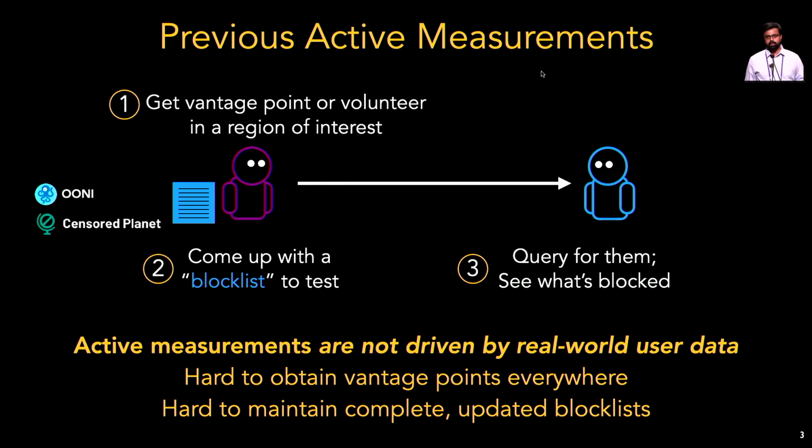But these active measurements are inherently limited. They're not looking at real-world user data, and thus they may miss parts of the picture, like what users are trying to access at which time. Moreover, even with the large amount of effort we've put into collecting vantage points and volunteers, it is still very, very challenging to obtain data from all networks over time. And over years of working at Sensor Planet, I can tell you that curating and maintaining block lists is an extremely challenging problem. And it is very hard to update them during times of censorship events.